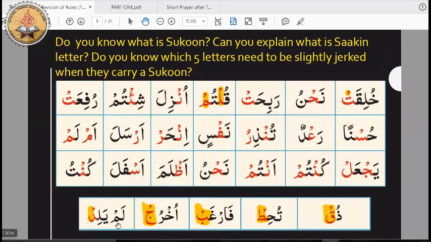So can you try that now? Lam yalid. Perfect. That was really, really good, mashallah. Well done. Lam yalid. Lam yalid. Perfect. Don't stretch the sound of the ya because it only has fatha, but that was good. Lam yalid. Lam yalid. Perfect.